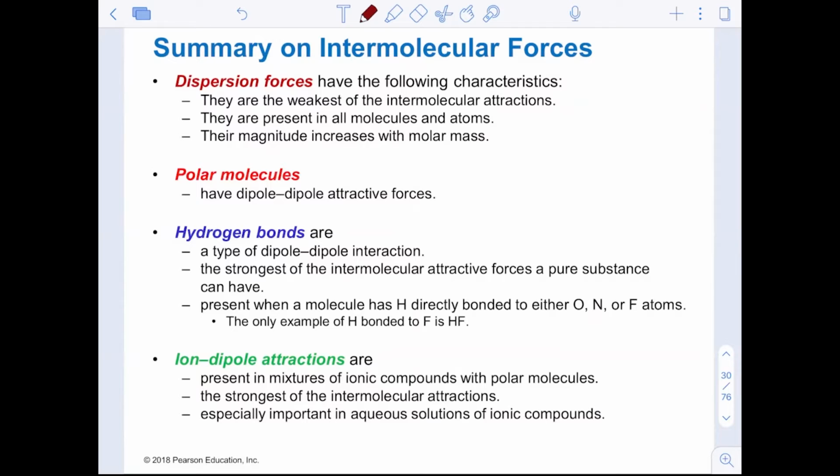Ion dipole attractions are present in mixtures of ionic compounds with polar molecules. It is a very, very strong intermolecular force, and it's the strongest if we consider mixtures. If we're only considering pure substances, hydrogen bonding is the strongest IMF that we have. Ion dipole forces, though, are extremely important when we start talking about mixtures and aqueous solutions, specifically with those ionic compounds in things like water. So we'll get back to them and we'll give them their moment to shine a little bit later.